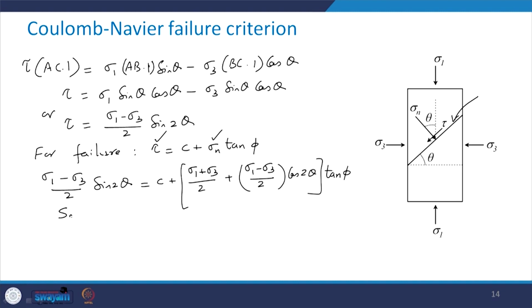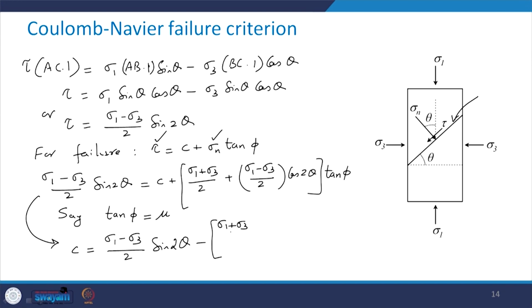Now say I represent this tan of phi with a quantity mu. So from here what I will be able to get is C equal to sigma 1 minus sigma 3 upon 2 sine of 2 theta, minus sigma 1 plus sigma 3 upon 2 plus sigma 1 minus sigma 3 upon 2 cos of 2 theta, multiplied by mu.